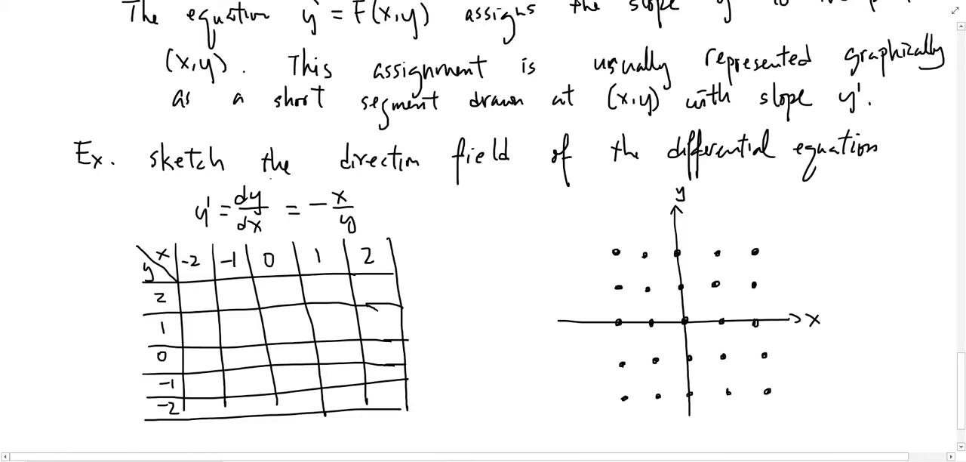So let's go and do this. It should be pretty easy because you're basically dividing the x by the y and then negating it. So negative 2 divided by 2 is negative 1. Negate it, it becomes positive 1. Negative 2 divided by 1 is negative 2. Negative 2 negated is positive 2. Negative 2 divided by 0 does not exist. Negative 2 divided by negative 1 is positive 2. Negate it, it becomes negative 2.